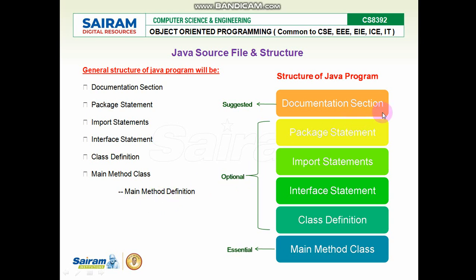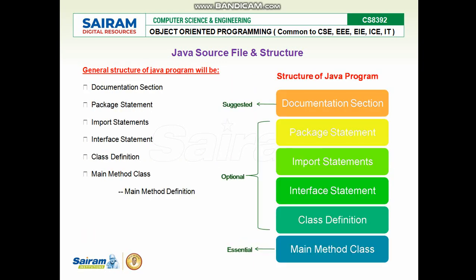See the right side here, structure of Java program. The first part is documentation, which is suggested, it's better to give. Second one is package statement, import statement, interface statement, class definition. These 4 components are optional, you can give or not, depending upon you. And the last one is main method class. It is mandatory, you must give the main method class. Without the main method class it is not possible to run your Java program.